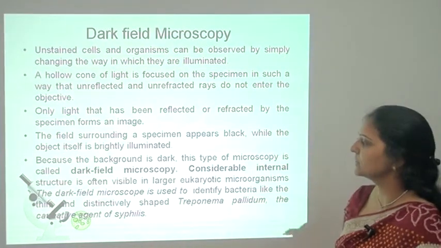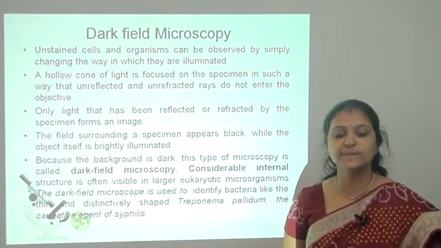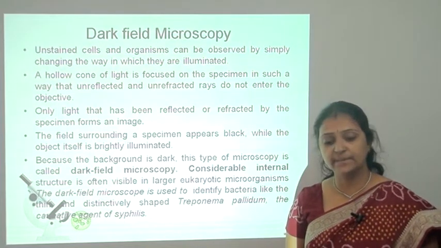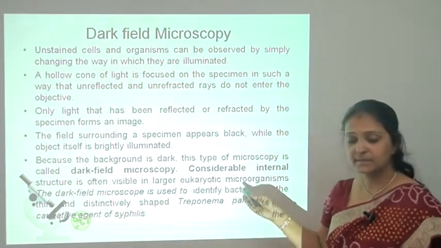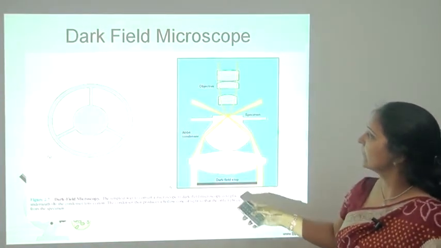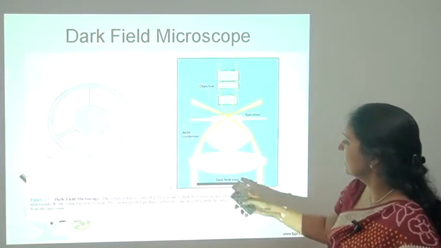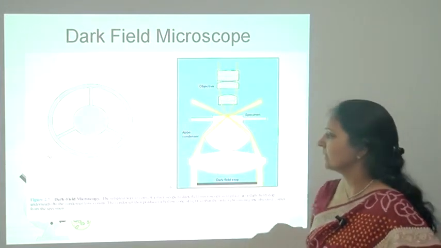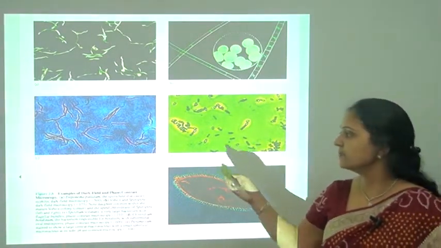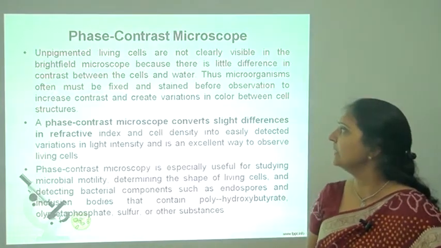Considerable internal structure is often visible in larger eukaryotic microorganisms. The dark field microscope is used to identify bacteria that are thin and distinctly shaped, like Treponema pallidum, which is the causative agent of syphilis. This is the dark field microscopy. These are the objectives and the condenser, and here is the specimen and the dark field stop. These are some pictures of organisms which can be studied by the use of dark field microscopy.